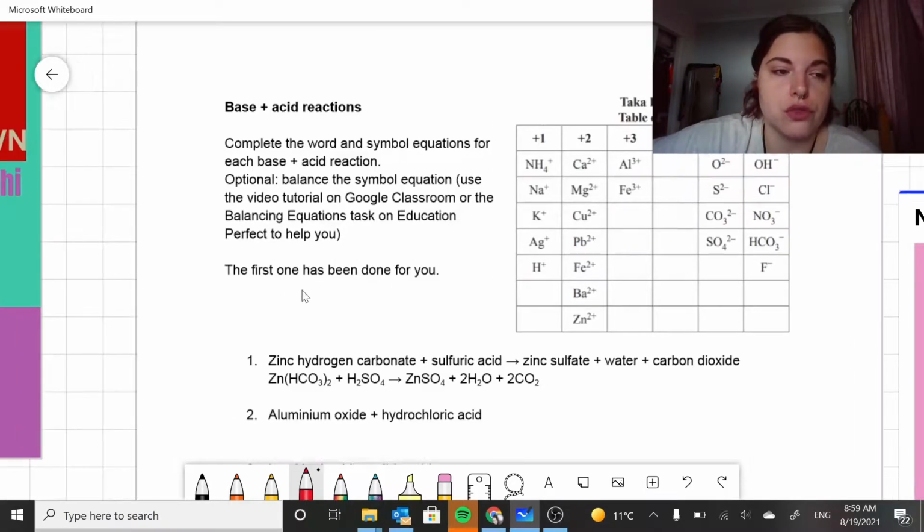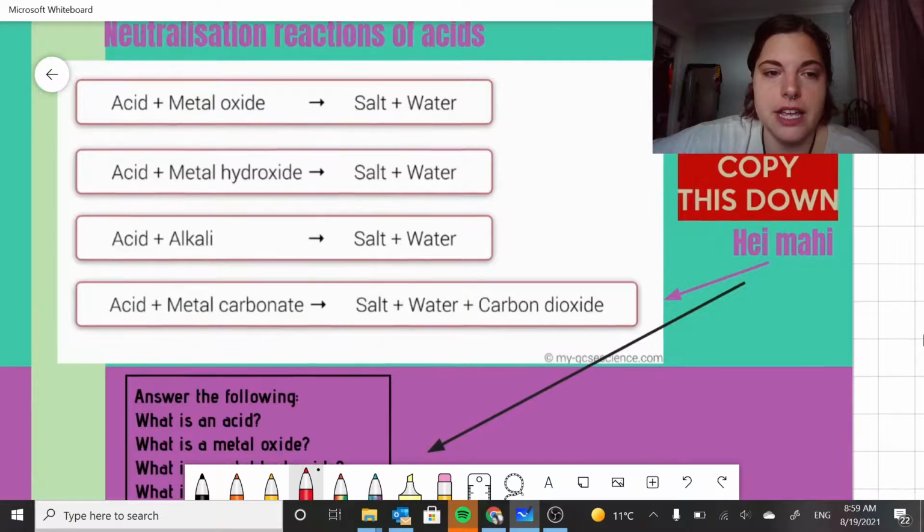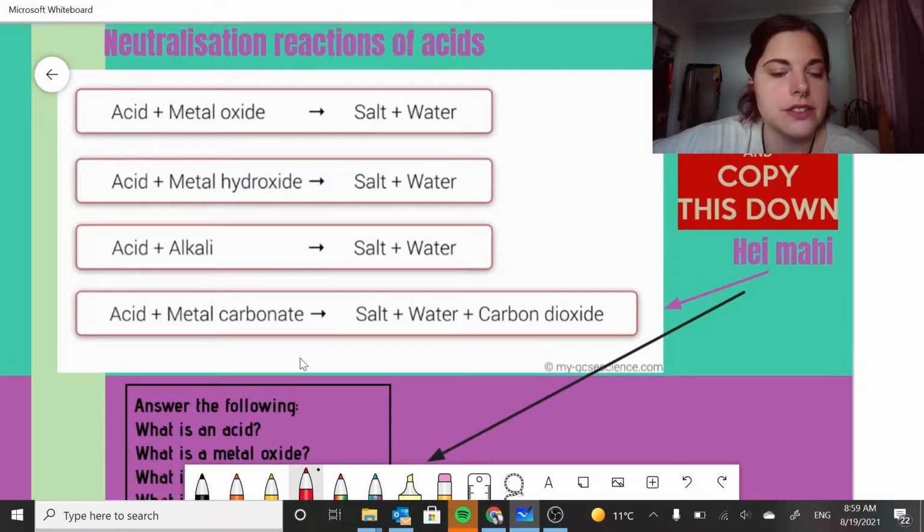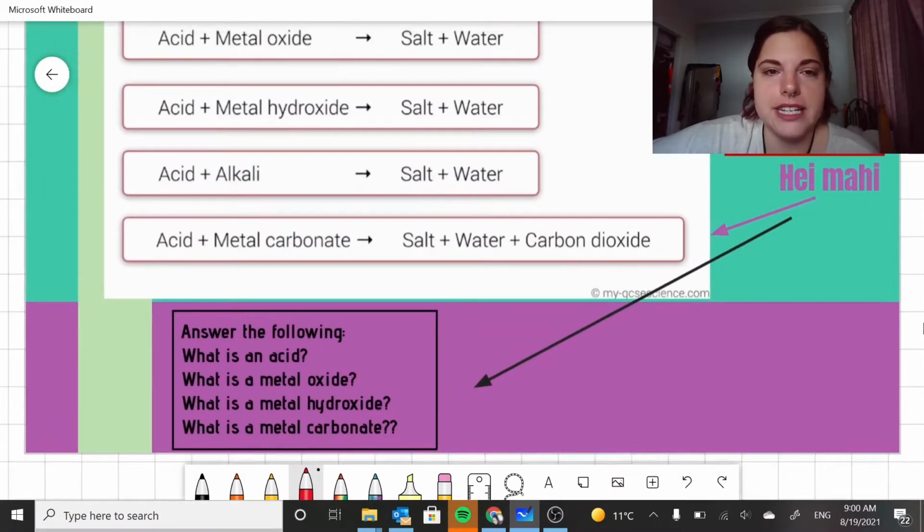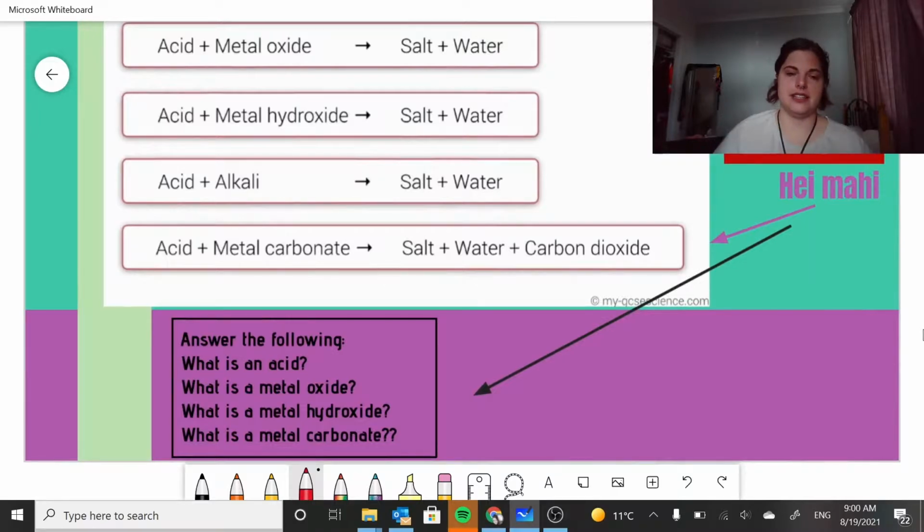So if we look over to this slide, you might have seen this in a different form somewhere else. We have got neutralization reactions of acids. If you have an acid and a metal oxide, you get salt and water. Acid and metal hydroxide, you get salt and water. You also get salt and water, but one that makes something a little bit different, a little bit spicy, is acids and metal carbonates. That gives you salt, water, and carbon dioxide. Now, key to this is knowing what these things are.